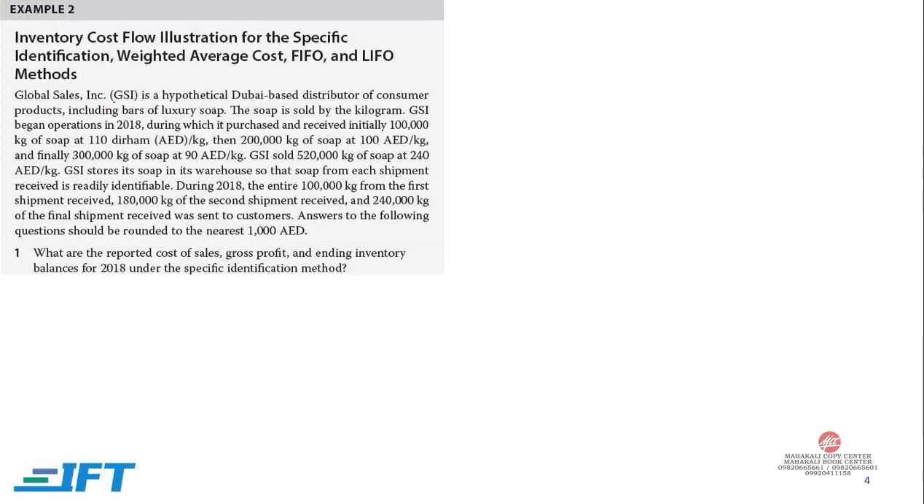Example 2. Global Sales Inc. is a hypothetical Dubai-based distributor of consumer products including bars of luxury soap. The soap is sold by kilogram. GSI began operations in 2018, during which it purchased and received initially 100,000 kilograms of soap at 110 dirham. So this is the cost. Then 200,000 kilograms of soap at a cost of 100 dirham, or AED.